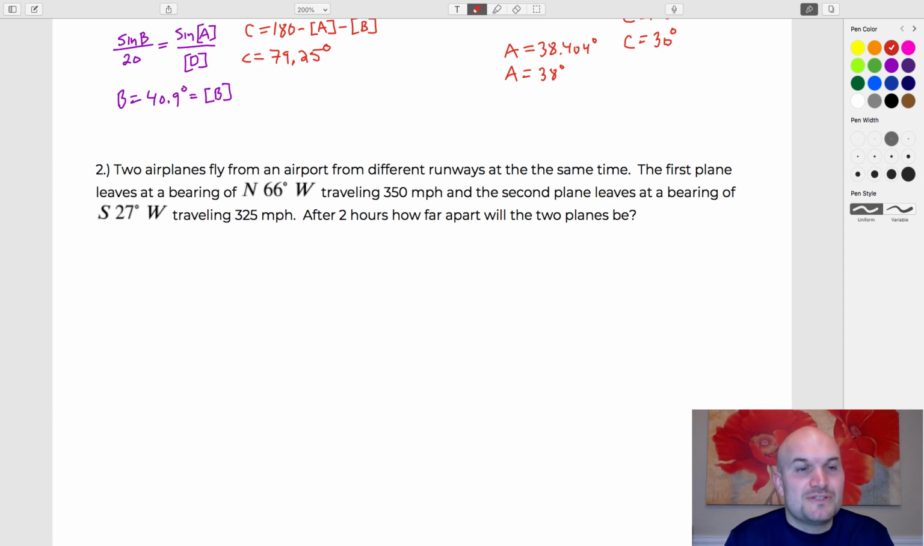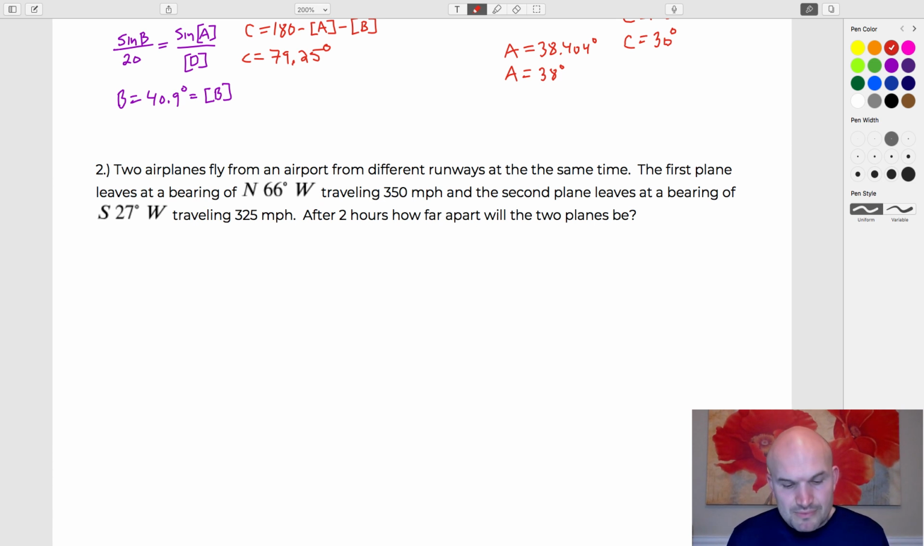All right, here we go. Two planes fly from an airport from different runways at the same time. The first plane leaves at a bearing of north 66 degrees west, traveling 350 miles per hour, and the second plane leaves at a bearing of south 27 degrees west, traveling at 325 miles per hour. After 2 hours, how far apart will the 2 planes be?